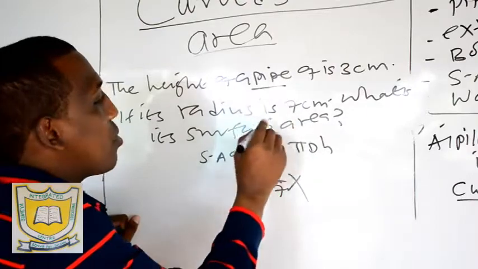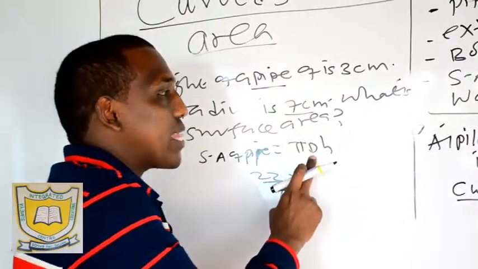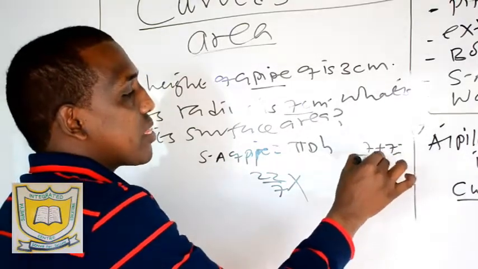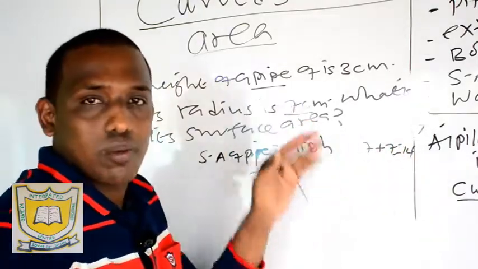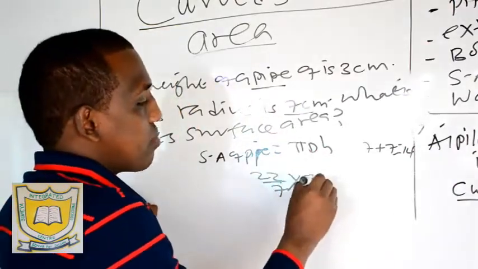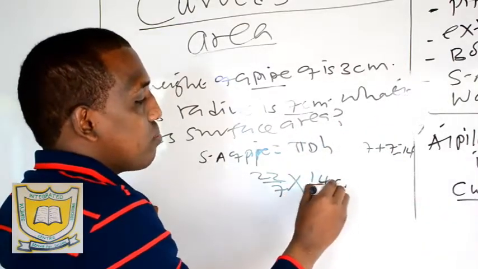Diameter we don't have. You are given the radius, but the formula is asking for the diameter. How do you get the diameter? Diameter is 7 plus 7, which is 14, because radius is 7. Radius plus radius is equal to diameter. So times diameter, no, sorry, times diameter 14 centimeter.